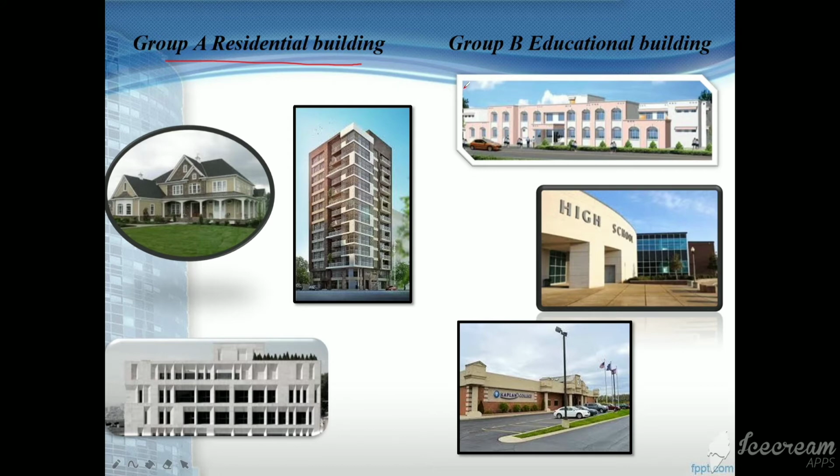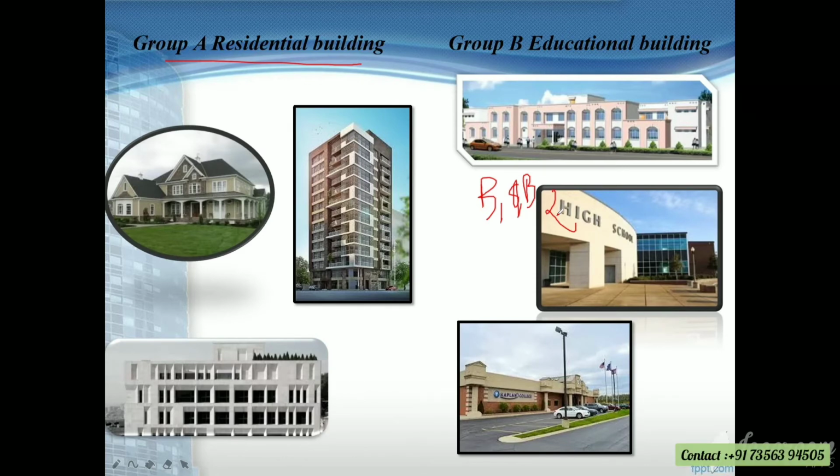Then group B is educational building. These are the buildings like schools, colleges or training institutions which involve assembly of people in the day for instruction, education or recreation, and are considered as educational buildings. These buildings are again subdivided into 2 categories, B1 and B2. B1 means schools up to senior secondary level with not less than 20 students, and B2 means all other training institutes with less than 100 students.